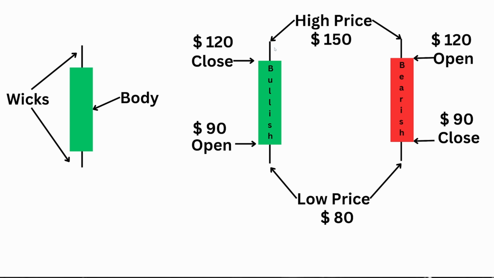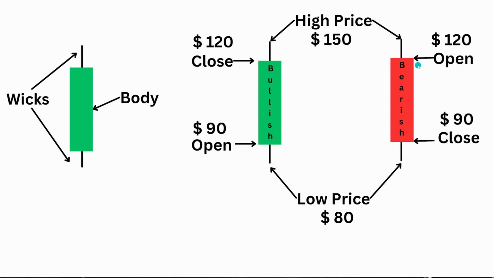Candles may or may not have wicks. These candles have got wicks because the high price for the given day was more than the closing price for the day for the bullish candle, and the low price of the day was lesser than the opening price of the day for the bullish candle. That's why we have the wicks out there.